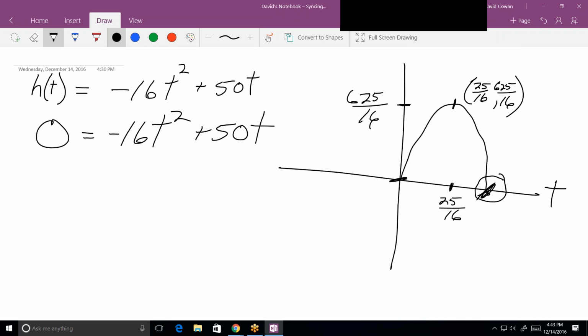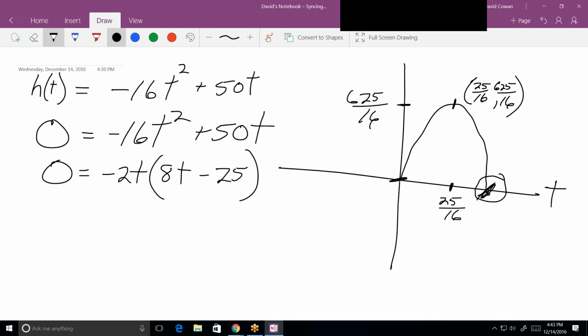Okay, well, the easiest way to solve this is to factor out 2t. In fact, factor out minus 2t. Minus 2t leaves you 8t minus 25, right? You with me? If I lose you in the algebra, by all means stop me. So all I'm doing is factoring out a greatest common factor.